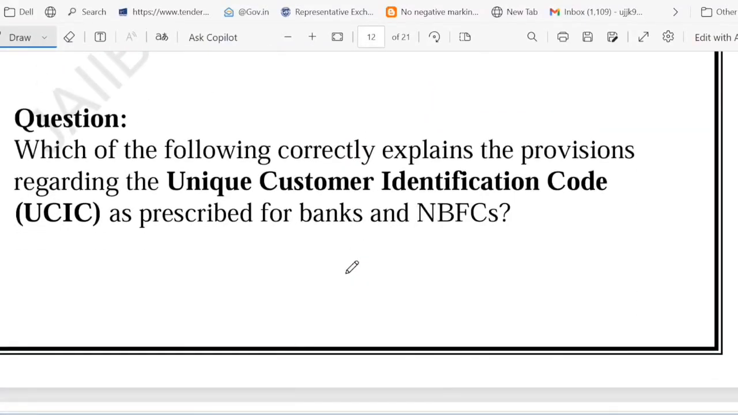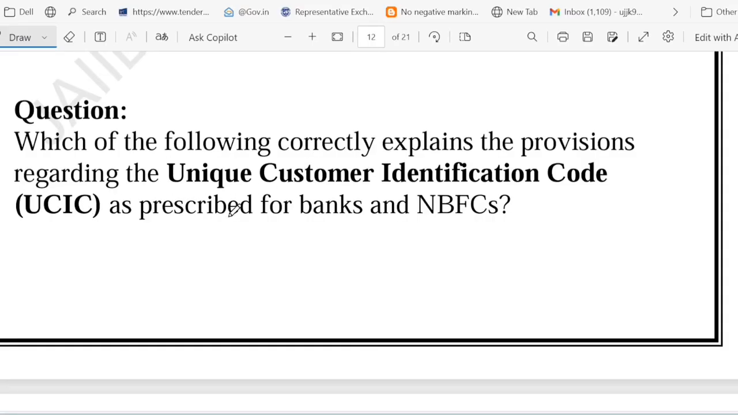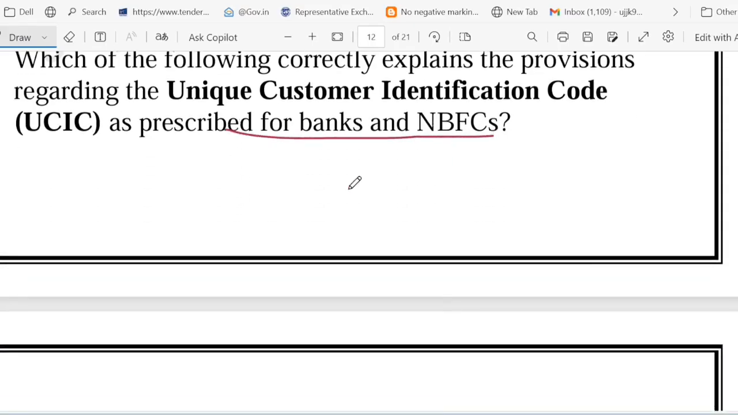Okay. Now let's look at the next one. This question is regarding the UCIC. So friends, today we are discussing a very important question related to UCIC, which is Unique Customer Identification Code. Which of the following correctly explains the provision regarding the UCIC as prescribed for banks and NBFCs?